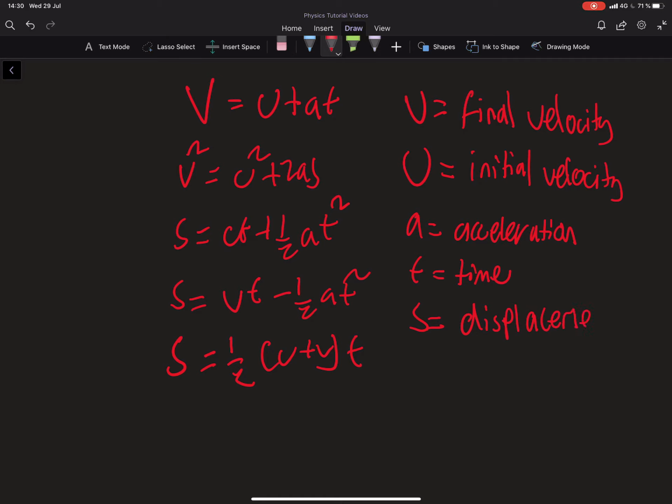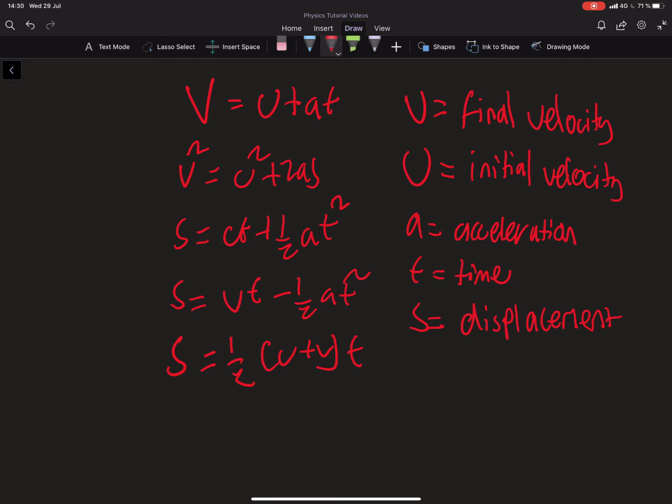Now, this is the main method that you're going to be using for solving a lot of these types of questions. However, these equations are only valid under one important condition, and that is that the acceleration has to be constant or uniform. And this also means that the air resistance has to be negligible. And if the question does not mention that, then you cannot assume it, and therefore you cannot use these equations.